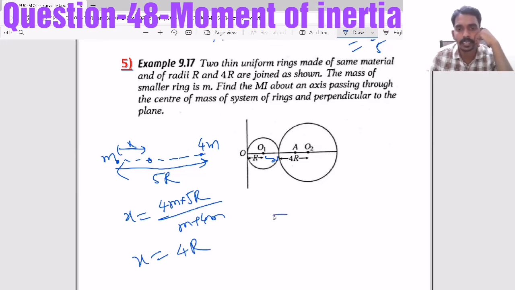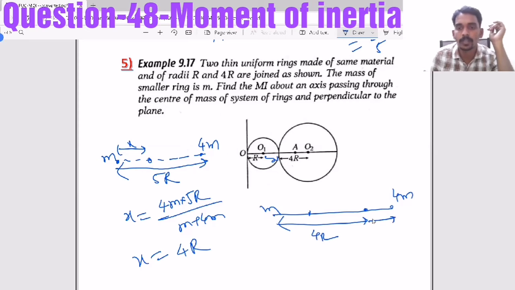So the center of mass will be like this. This is m, this is 4m. Now this is the edge. Now it is at a distance, how much? 4r. Then this will become how much? r. Now this is the position of the center of mass.